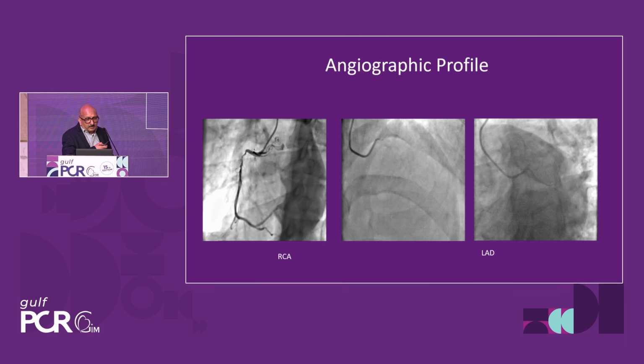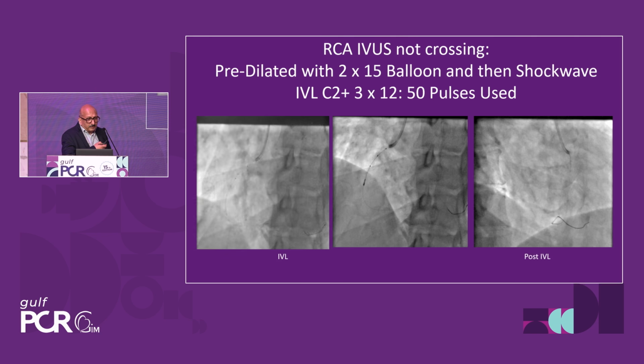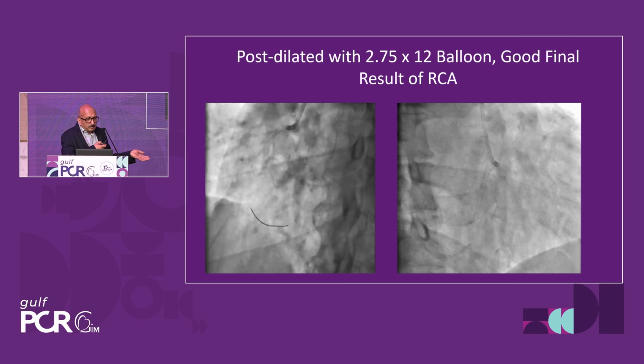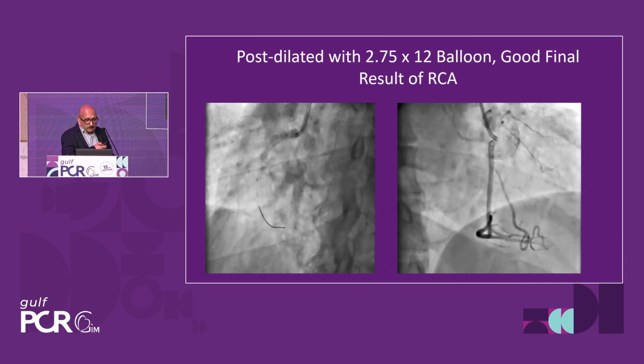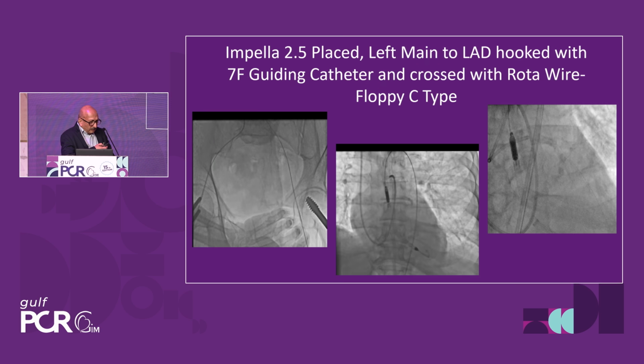So here you can see it's a triple vessel disease, and here we first did the RCA because that was the tightest. Here you can see that we did the dilatation, and then a Shockwave because IVUS was not crossing after dilatation. Do a Shockwave, do an IVUS after that, and then do a stent implantation with good results. And you can see how nicely the stent has expanded here.